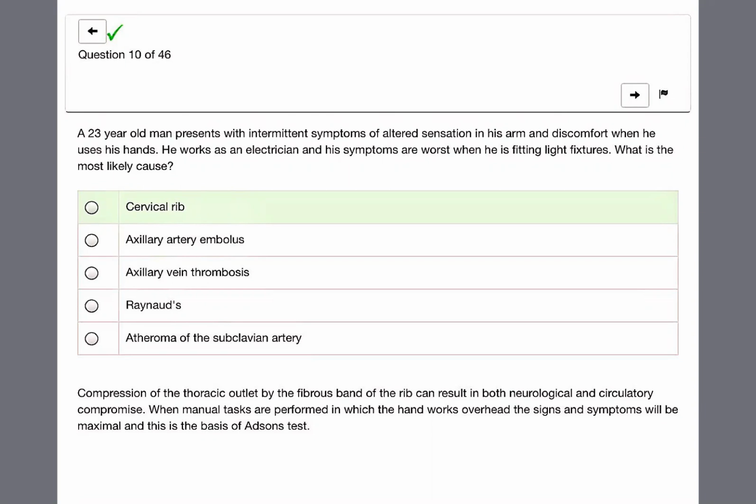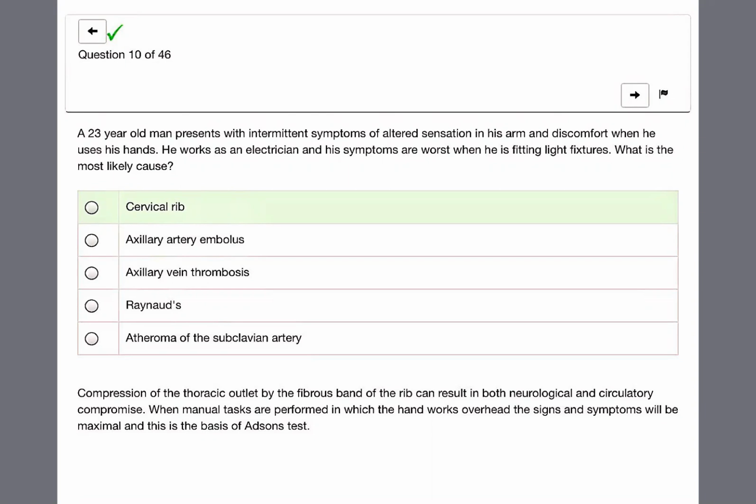Thrombosis or embolus, nothing in the scenario can give us the patient's intermittent symptoms. So it is not an embolus, it is not thrombosis. Raynaud's, what's Raynaud's? Raynaud's is cyanosis. Vasculitis.